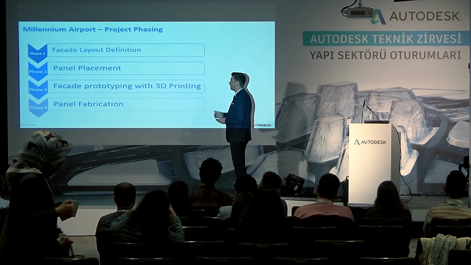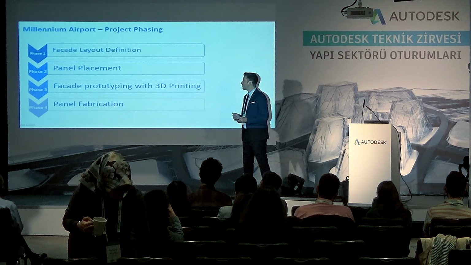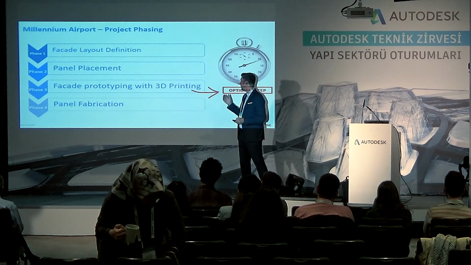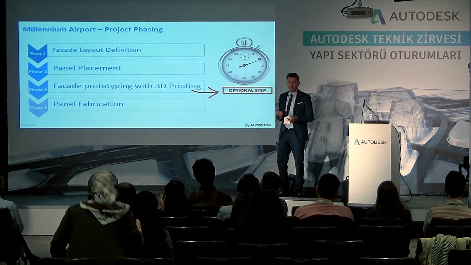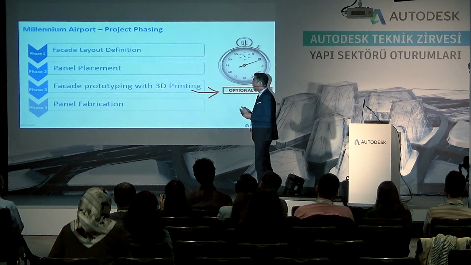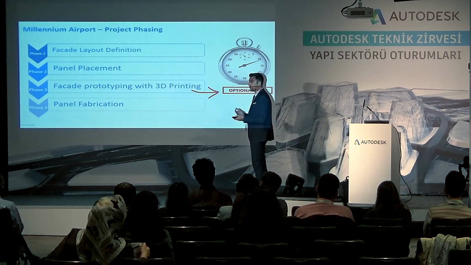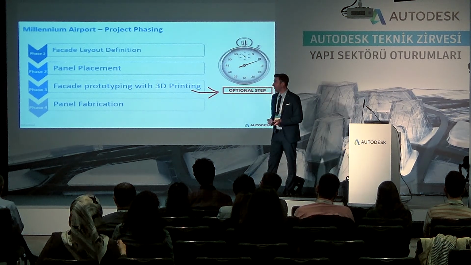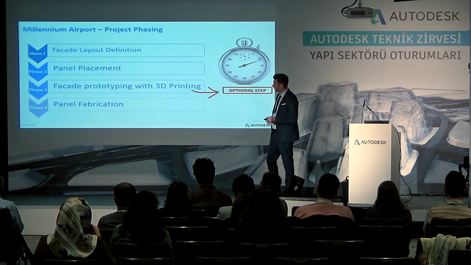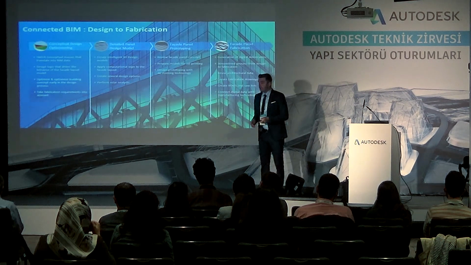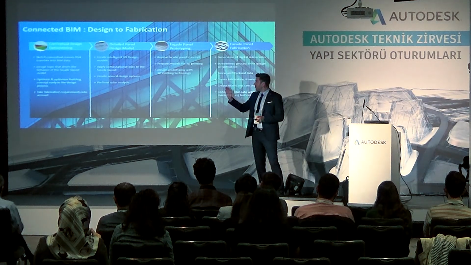We place the panels. Third phase, we can do the prototyping. By the way, this is an optional phase. It's only if we want to have a more marketed design, we can show to the customers a mock-up version of this facade. And the last step, phase 4, will be panel fabrication. These are the steps that we need to do.